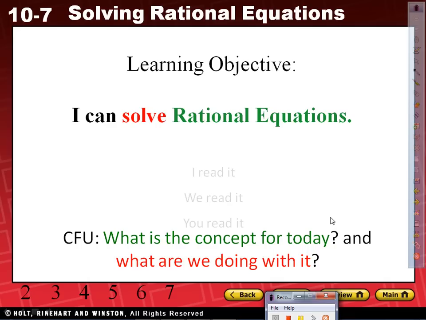All right, here we go, everyone. Our objective for today: I can solve rational equations. Let's read together. 1, 2, 3. I can solve rational equations.